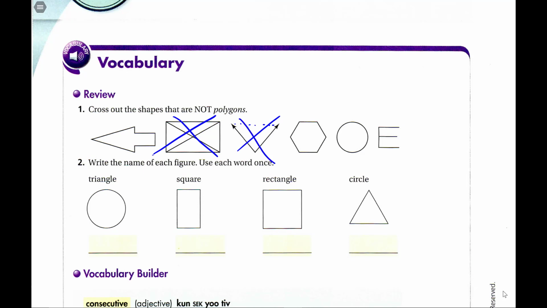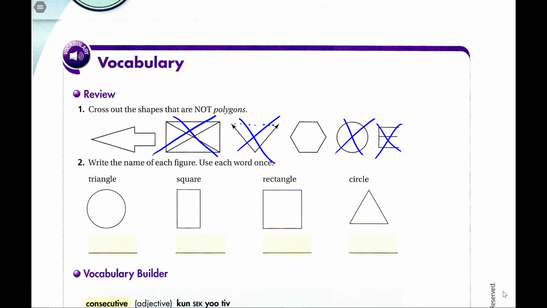Our fourth example, that is a polygon. And the fifth example is a circle. Remember, a circle is not a polygon. And then this last one is just an E. That's not a polygon. It's not a closed shape.